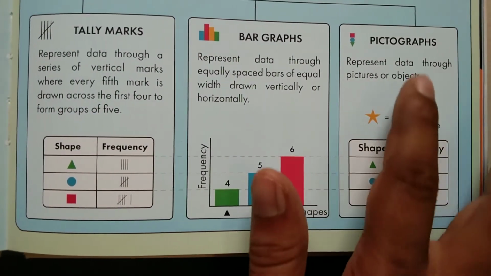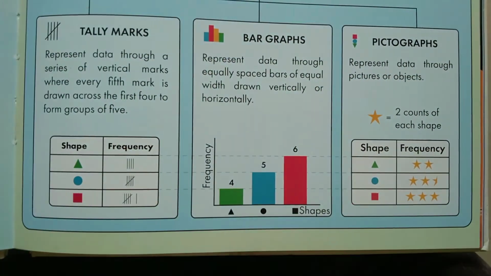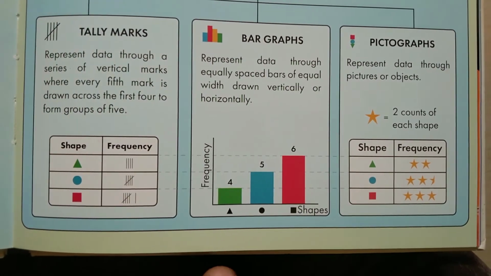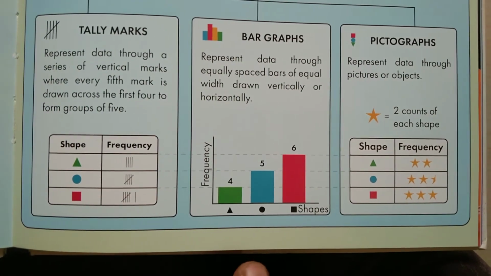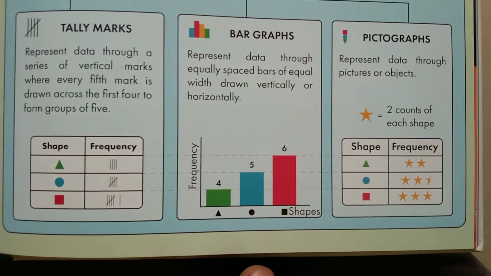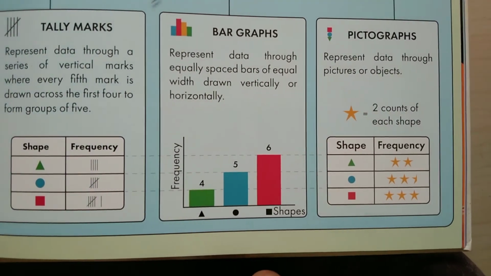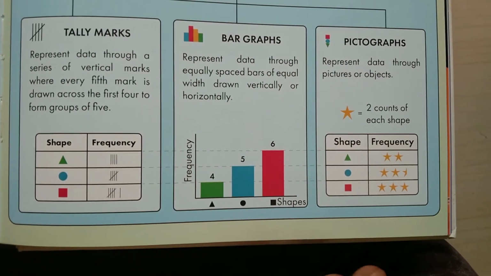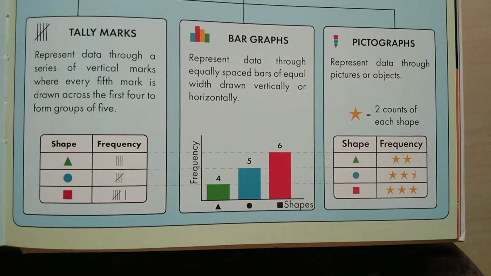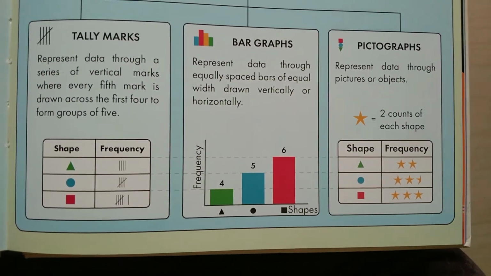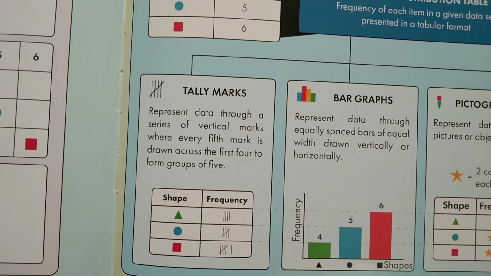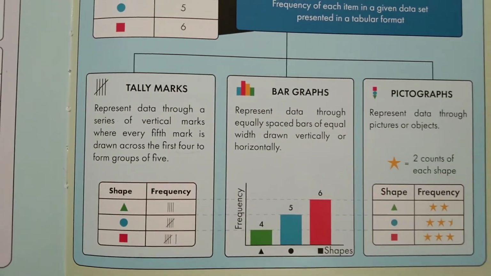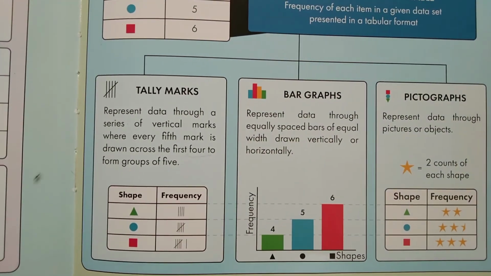So pictographs, bar graphs and tally marks are used to represent the data. Tally marks are a series of vertical lines where every fifth mark is drawn across the first four to form a group of 5. A bar graph represents data through equally spaced bars of equal width drawn vertically or horizontally. A pictograph represents data through pictures or objects. So students, this is about basic information on data handling. Once we know all these basics, we can go through the concepts very clearly.